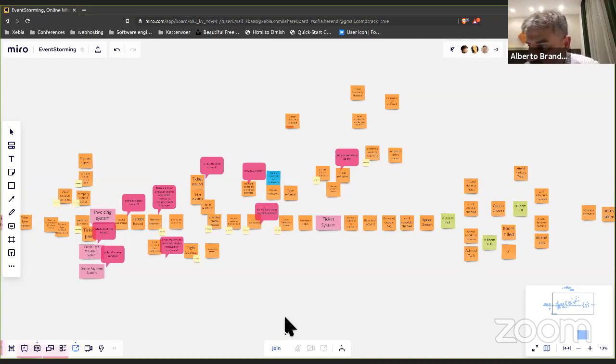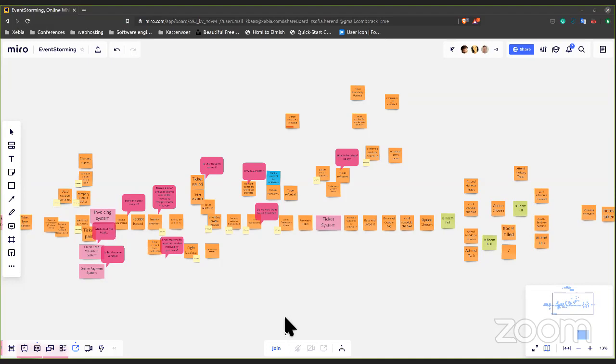Yeah, I was just going to mention that from now on we shouldn't compare with event storming. It's just using the same pattern, the visuals, but yeah, it's an online brainstorming, which is still fine.